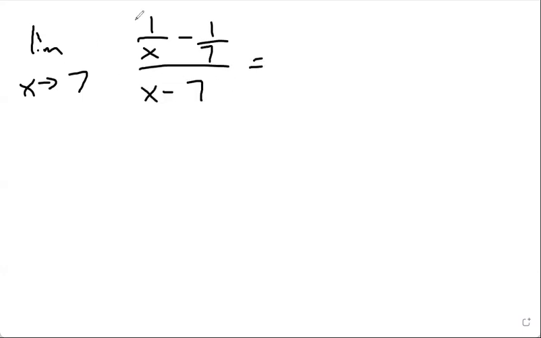Let's have the limit as x approaches, let's say 7, of 1 over x minus 1 over 7, divided by x minus 7. Again, if you plug in, you'll get 1/7 minus 1/7. This is 0 over 0. So we've got to find a common denominator here. For this common denominator, it's just 7x. You multiply by 7 over 7, x over x.